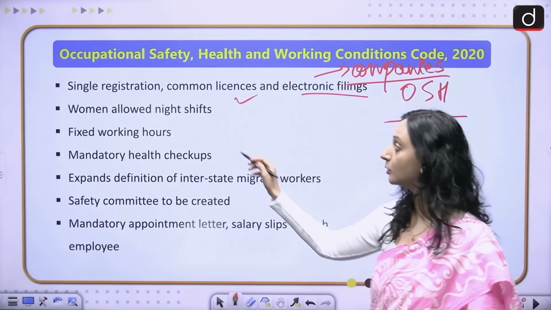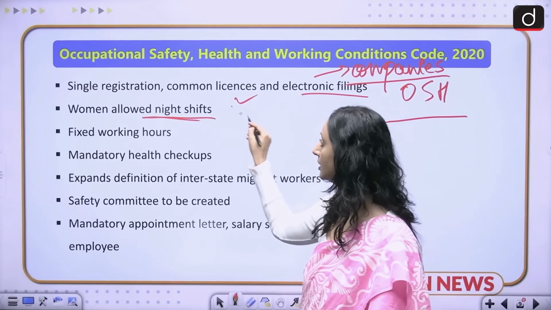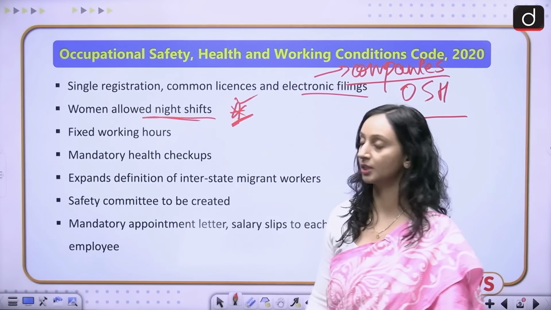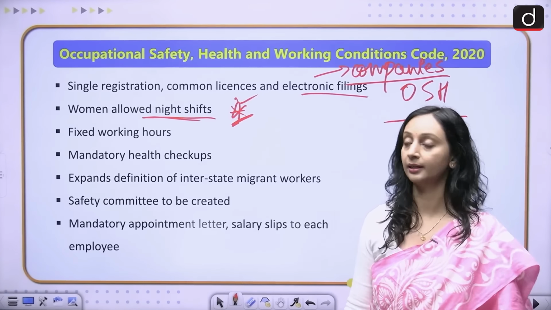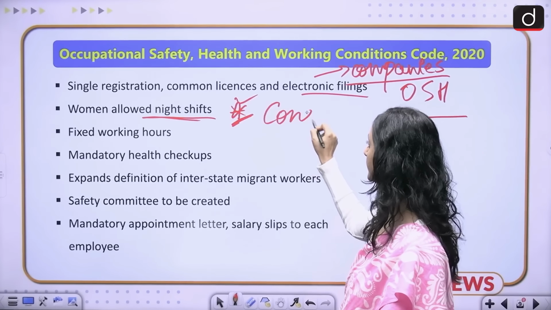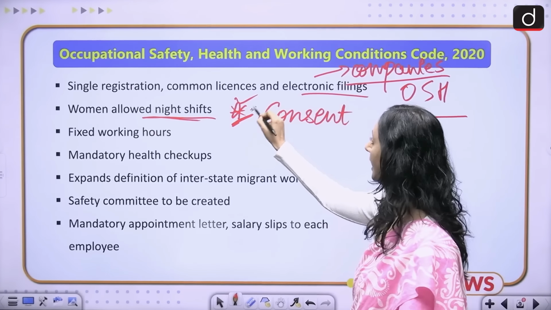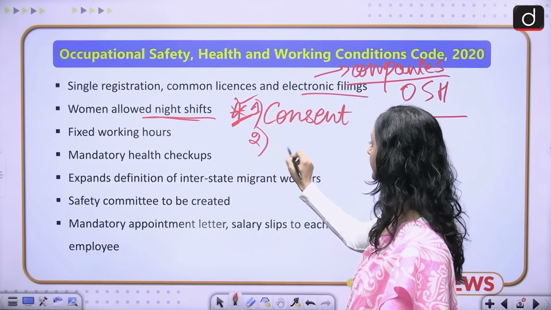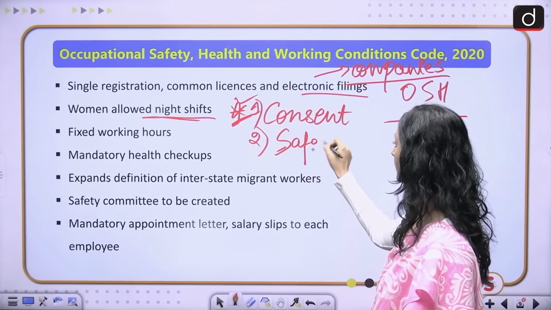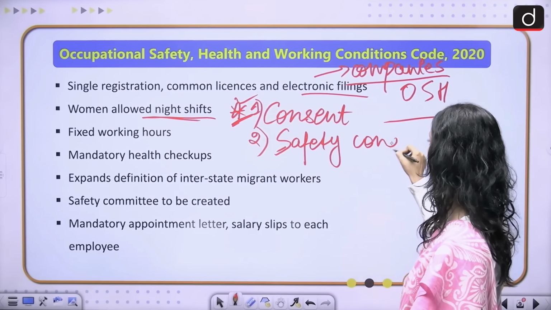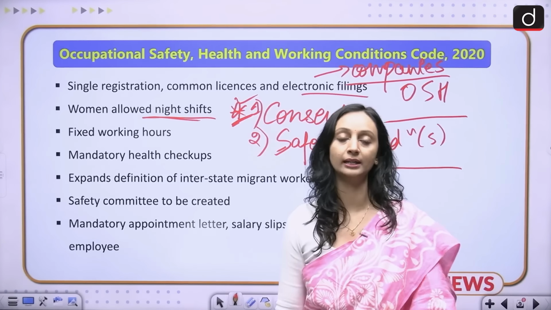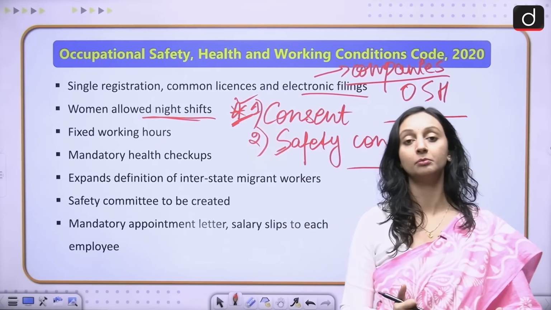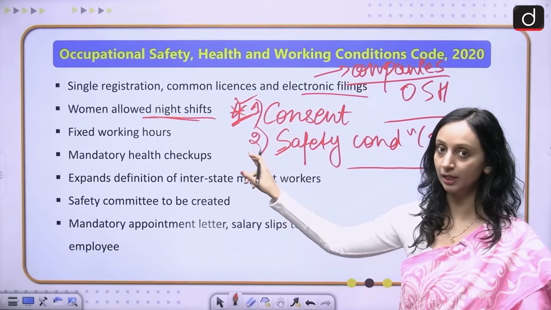Then women are also allowed night shifts. This is also an important change that has been introduced, that women will be allowed night shifts provided that they give their consent and the safety conditions are ensured. If safety conditions are ensured by the employers and the women also willingly give their consent, then they can be allowed to work in night shift conditions.